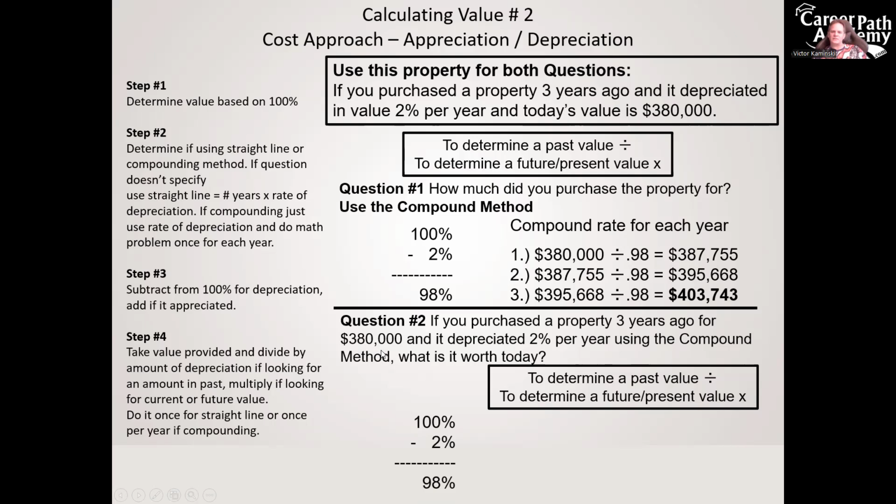So you multiply 3 times. It depreciated 7,600 every year. So 7,600 times 3. So we're going to take 380,000 and multiply it by 0.98 once for each year.